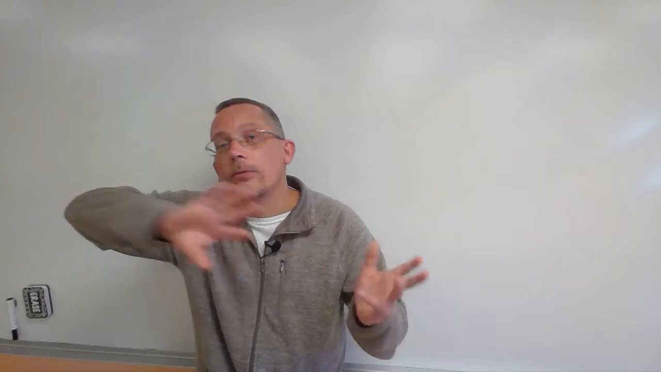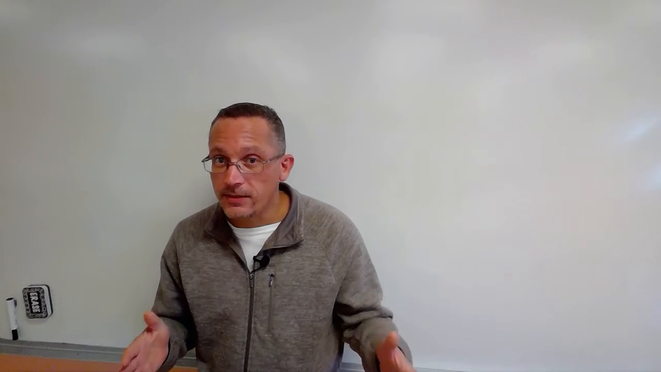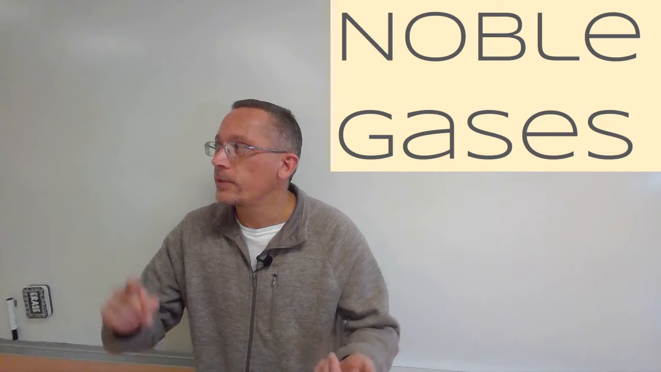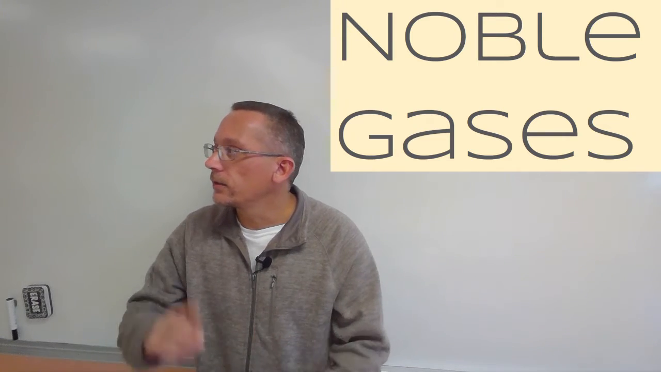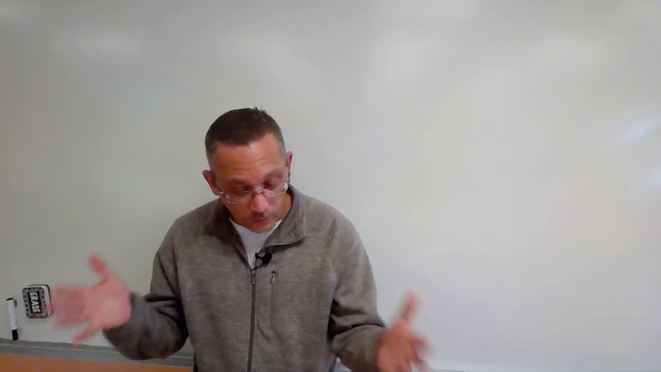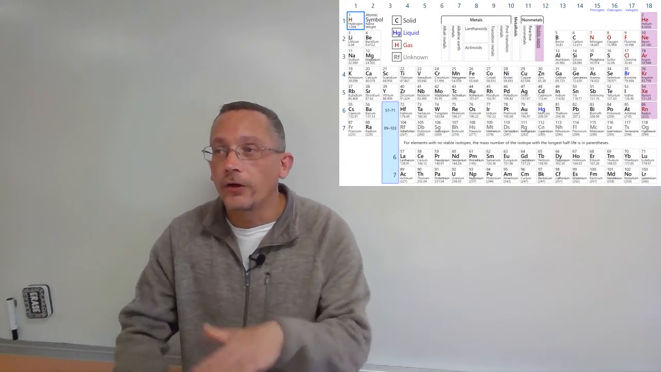Okay, the next family I want to talk about is all the way over on the other side of the periodic table. In column 18, you find the noble gases. You've got helium, neon, argon, krypton, xenon, and radon. These are called the noble gases, all the way over in column number 18. The noble gases, pretty interesting. They are almost completely unreactive.